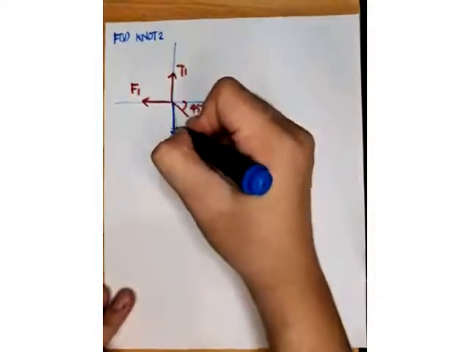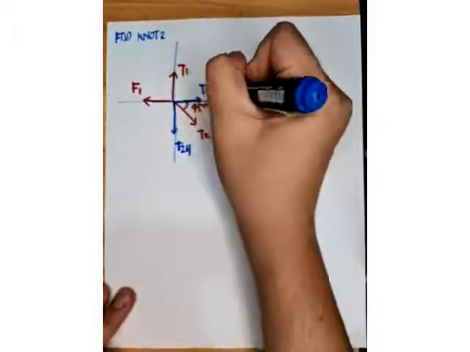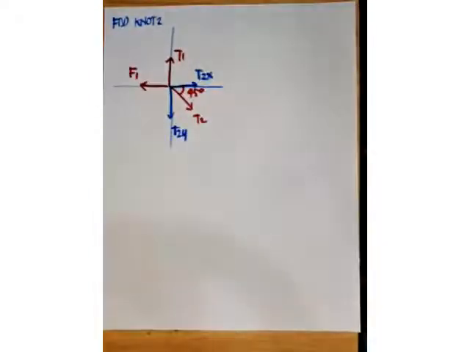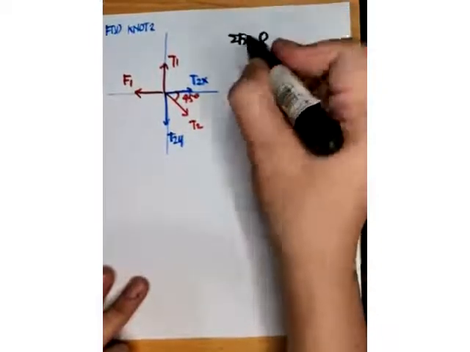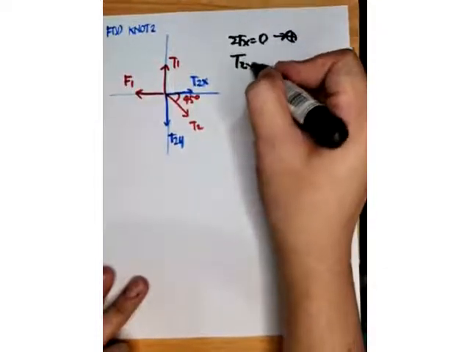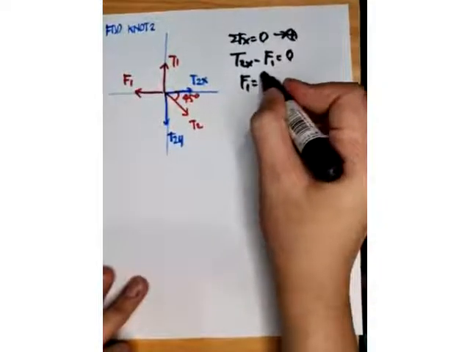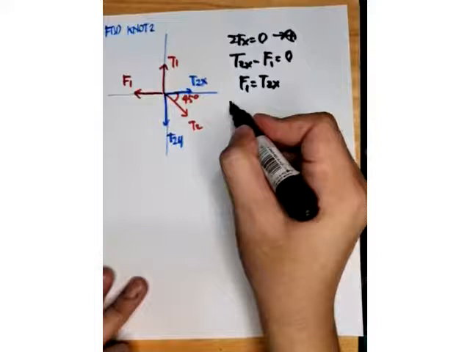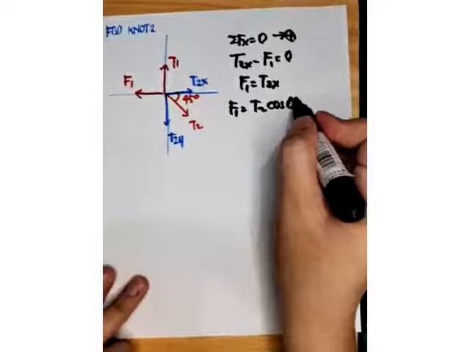So nandito yung ating T2Y at nandito yung T2X. Since ang concern lang naman natin is yung F1, let's proceed to the summation of forces along X is equal to 0. Pakanan ay positive. So T2X minus F1 is equal to 0, or F1 is equal to T2X. So F1 then is T2 cosine 45.